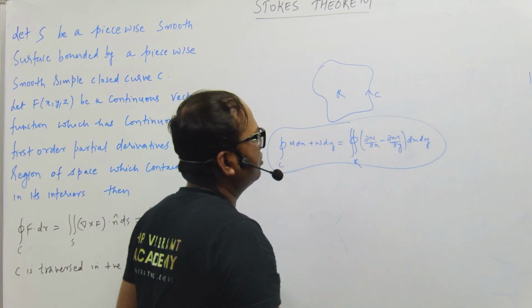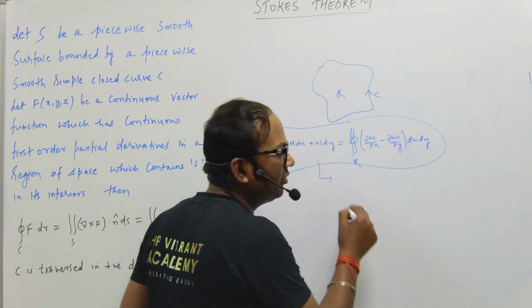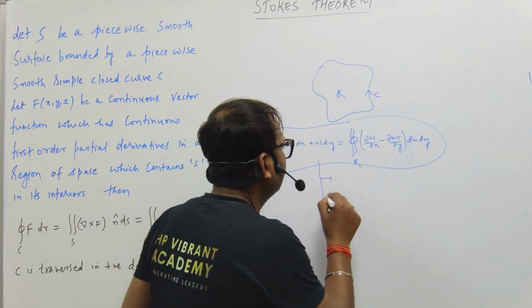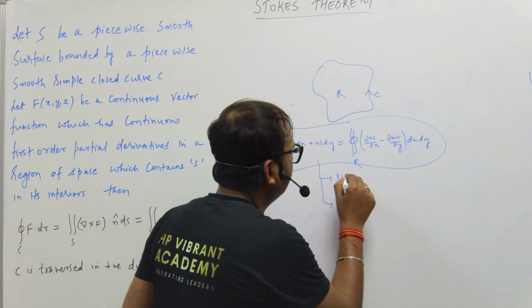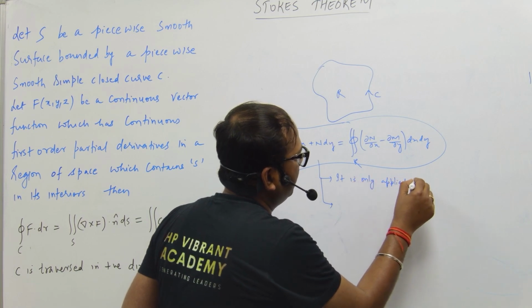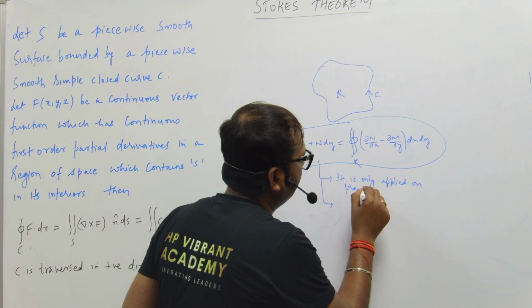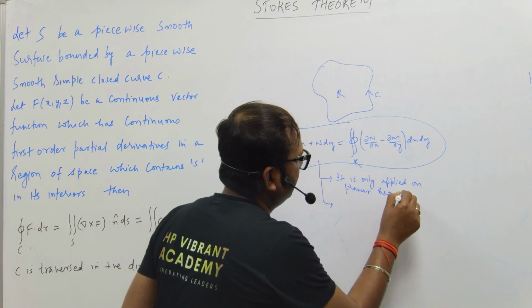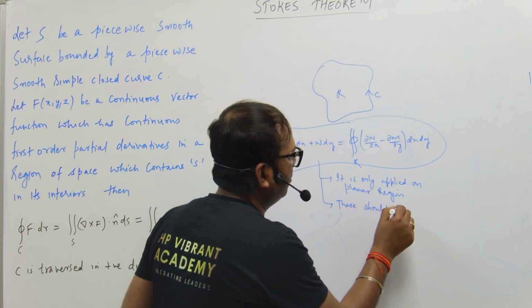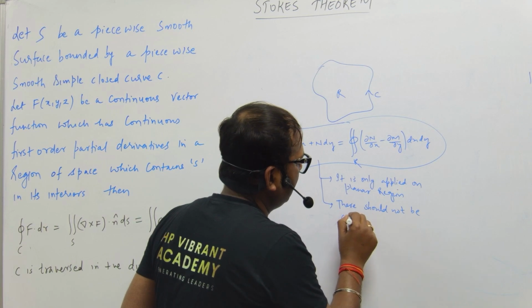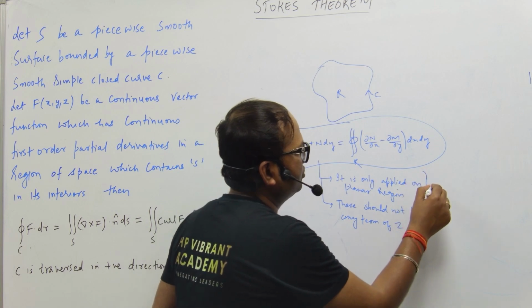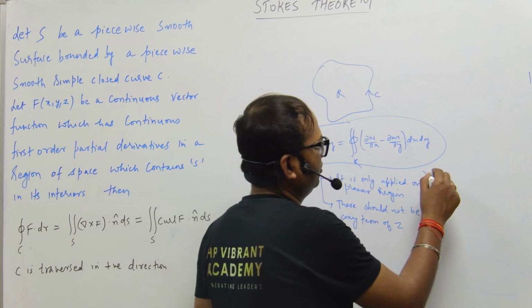The basic restriction on the Green's theorem is that it is only applied on the planar region. There should not be any term of z. But such restriction is not there in case of Stokes theorem.